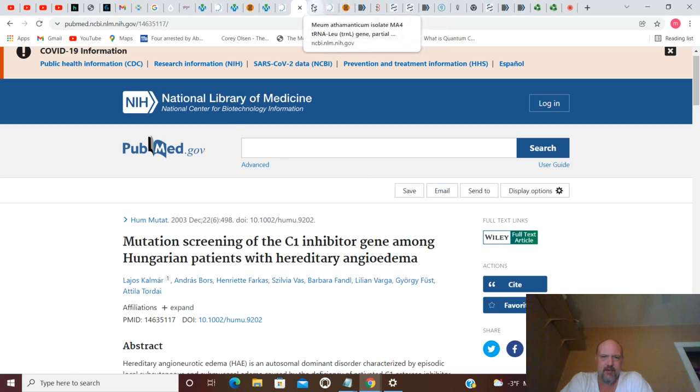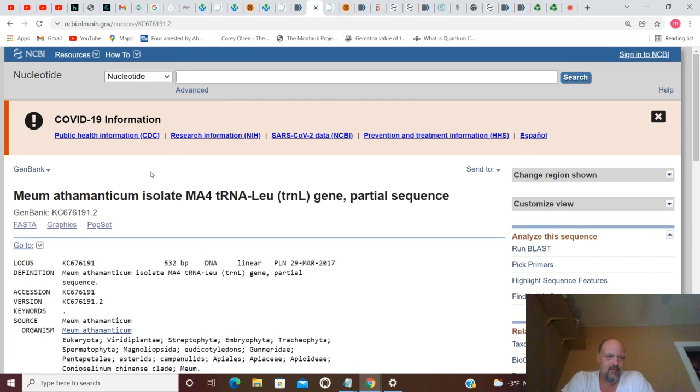All right. So if we move on from that, you have MA4. Mycobacterium isolate MA4 tRNA-LEU gene, tRNL gene, partial sequence. So there's your MA4, and it deals with a gene.